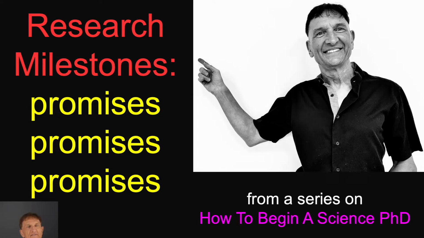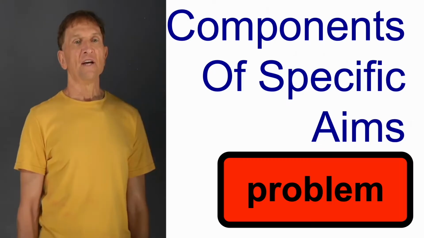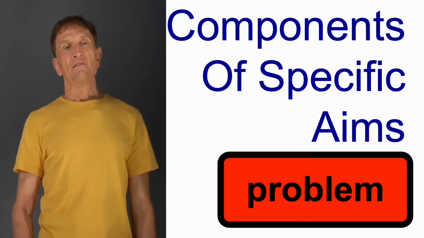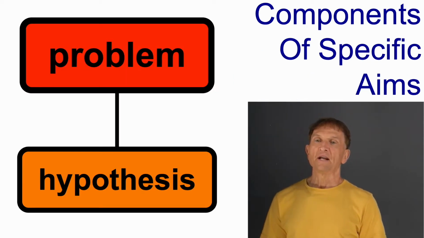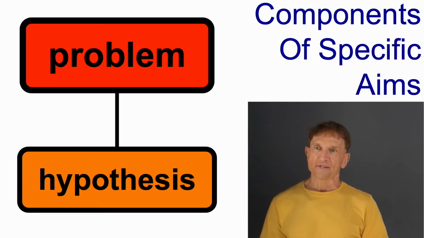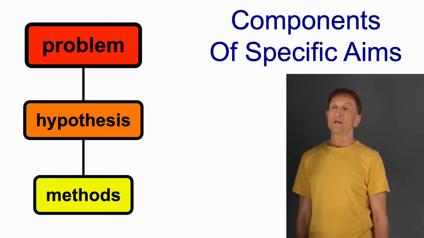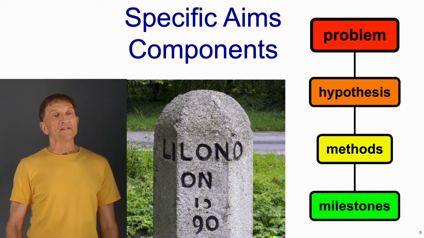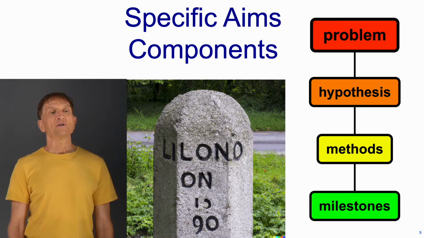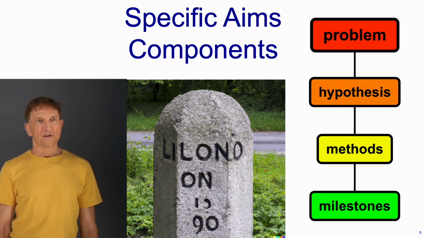Hello everybody, this is the fourth in a series of videos on how to begin a PhD in science. The first one was about finding a problem. The second one was about developing a hypothesis to solve that problem. The third one was on devising methods to test the hypothesis. And this, the fourth one, is about milestones.